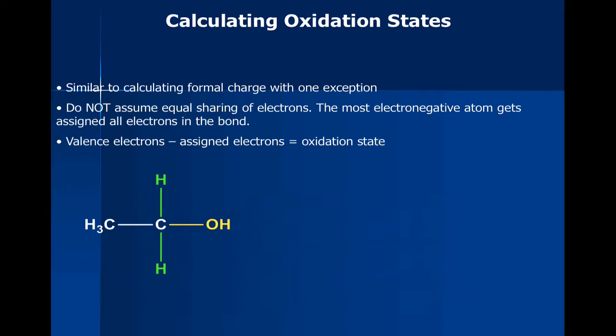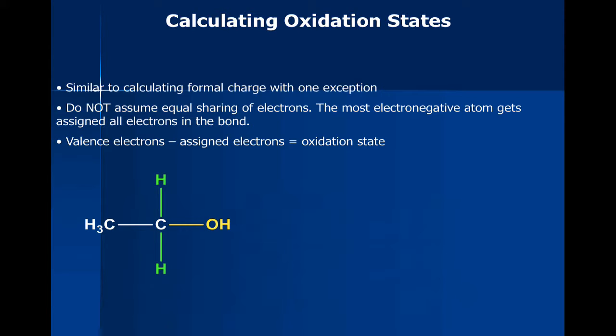It's very similar to how we calculate formal charge, except in formal charge, we assume that all bonds equally share electrons, right? Which is a falsity. Okay? So we are not going to assume the equal sharing of electrons. The most electronegative atom gets the electrons assigned to it in that bond. So if we have a carbon-oxygen bond, those two electrons in that bond are completely assigned to oxygen, okay? And then it's just valence electrons minus assigned electrons equals oxidation state.